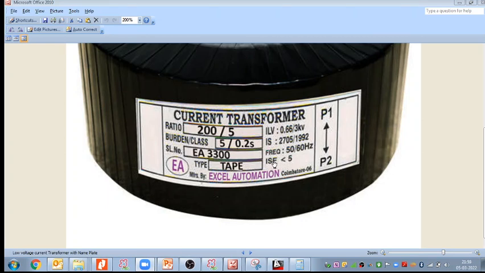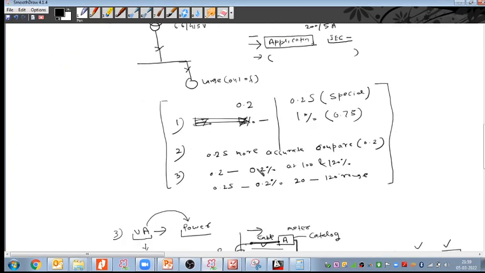In IEC the ISF is written as SF only, safety factor, the factor of safety. Instrument security factor, ISF. What does it mean? What is the basic significance of the ISF? We know the current transformation principle. What is the current transformation principle?